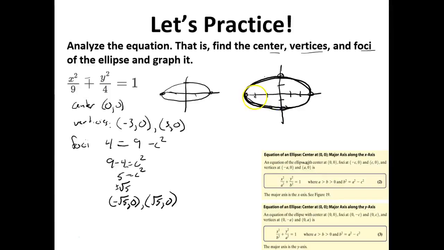The foci are roughly right about there and there. So again, if I were to connect a string and took my pencil and gradually moved it around, keeping that string taut, this is the graph that would result.